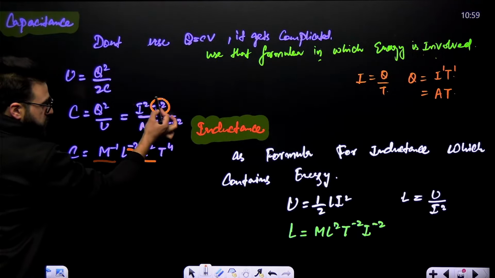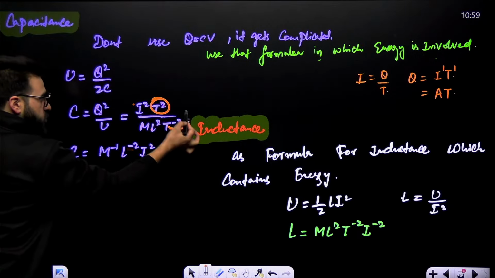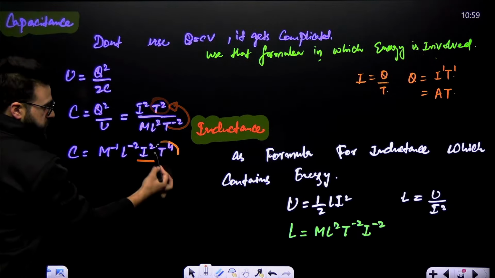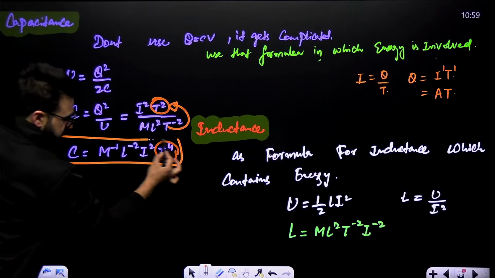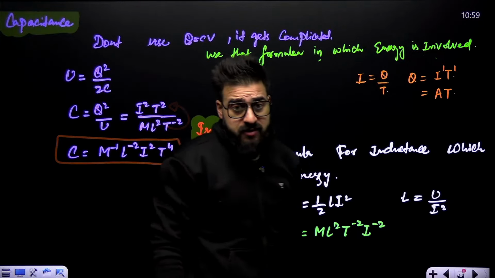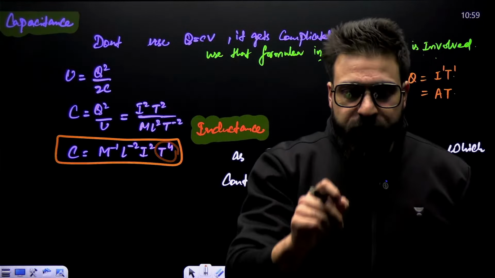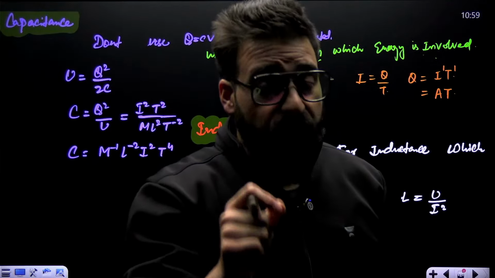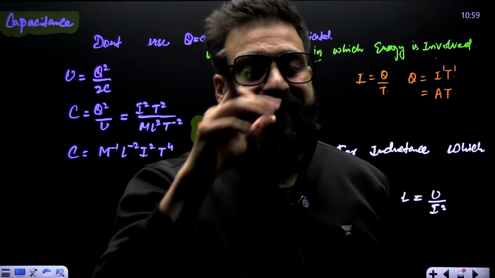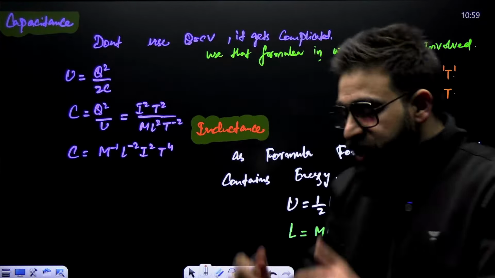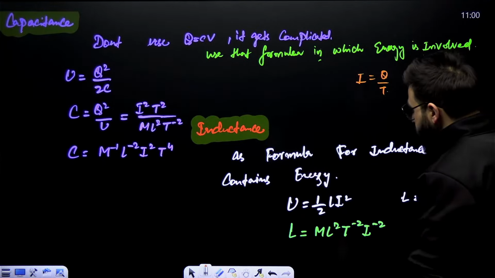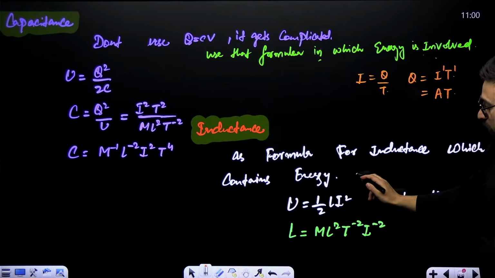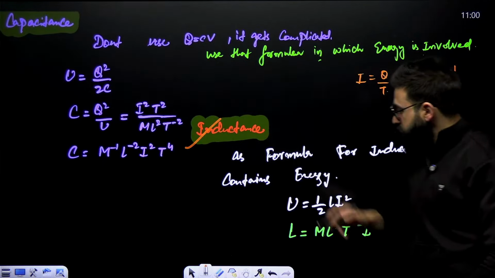And here it is T square. And this T, when it goes in the numerator, becomes T raised to the power 4. This is the dimensional formula of capacitance. Here, I told you to use that formula only, which involves energy. So this is the dimensional formula of capacitance.